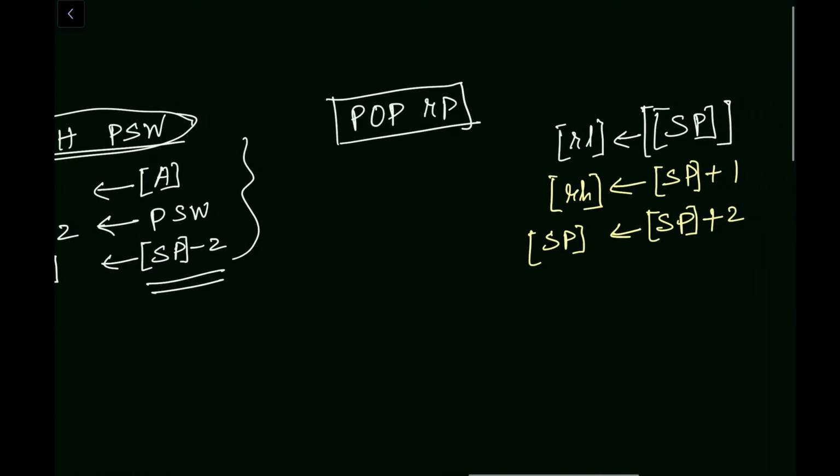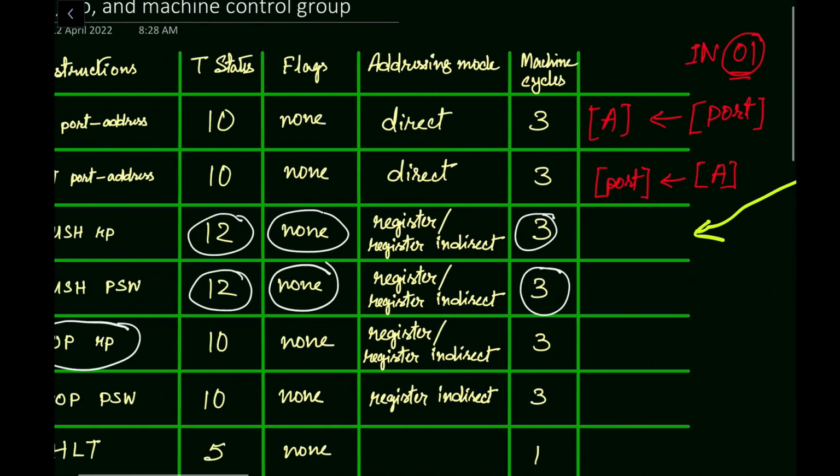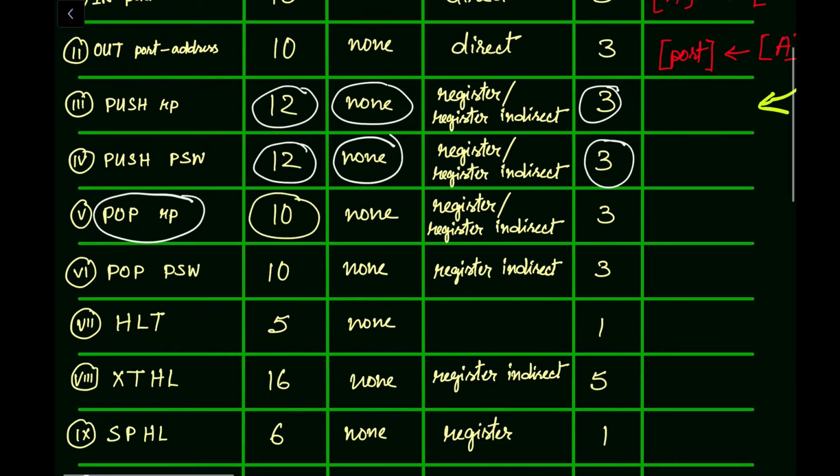Okay, so this is the operation of the POP RP instruction. We have learned about the POP RP instruction. Here we need 10 T-states and 3 machine cycles, and this is register and register indirect addressing mode. None of the flags are modified.